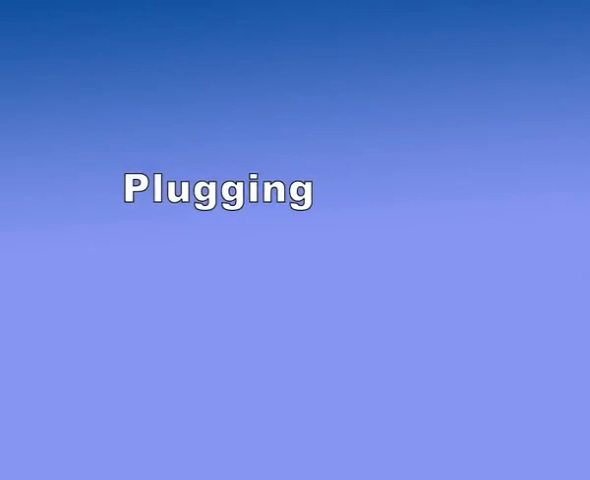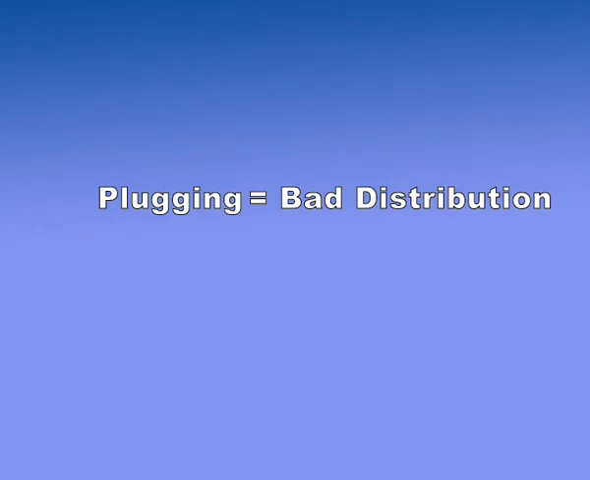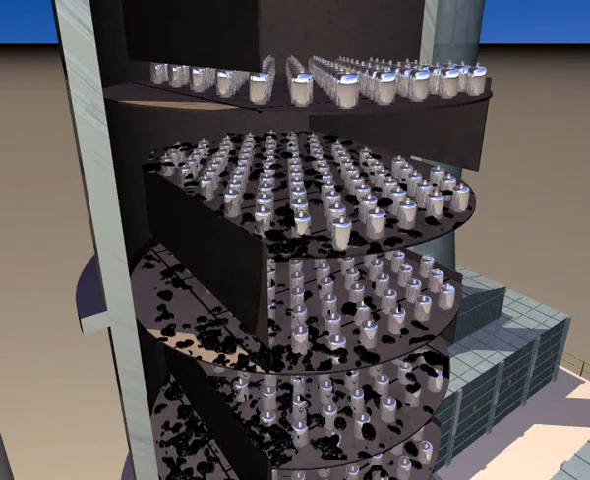Plugging of the internals causes bad distribution. Plugging can occur in various internals of the system. Let's look again at the coking deposits caused by running liquid level too low. The vapors do not have proper passage anymore. The liquid-vapor interaction will be diminished, and therefore the effectiveness of the operation is reduced.